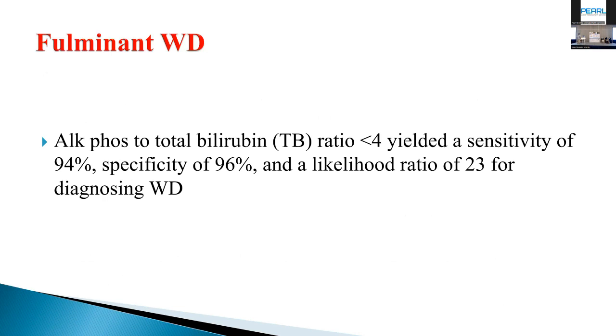It is quite helpful in one condition. In Wilson disease, an alkaline phosphatase to total bilirubin ratio of less than 4 is quite suggestive of Wilson disease. In Wilson disease, the alkaline phosphatase levels are quite low for some reason. Probably they have associated zinc deficiency, and it's one of the sensitive markers for Wilson disease.